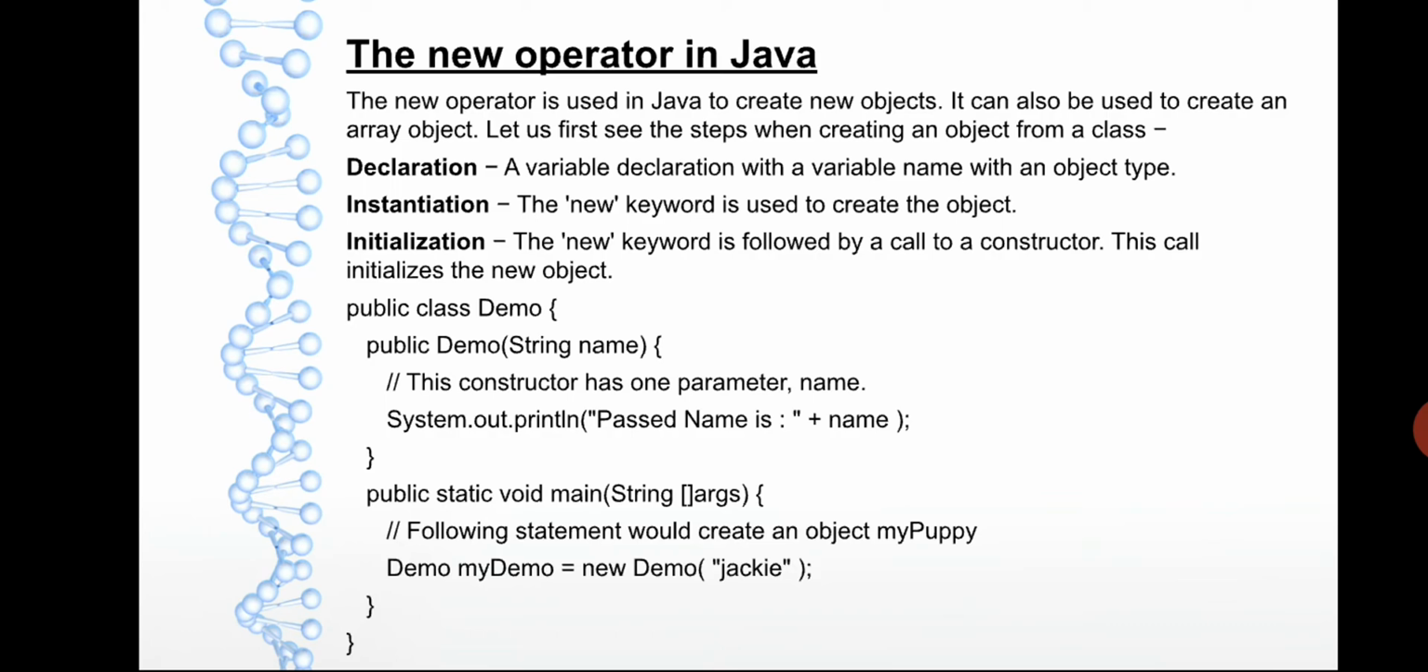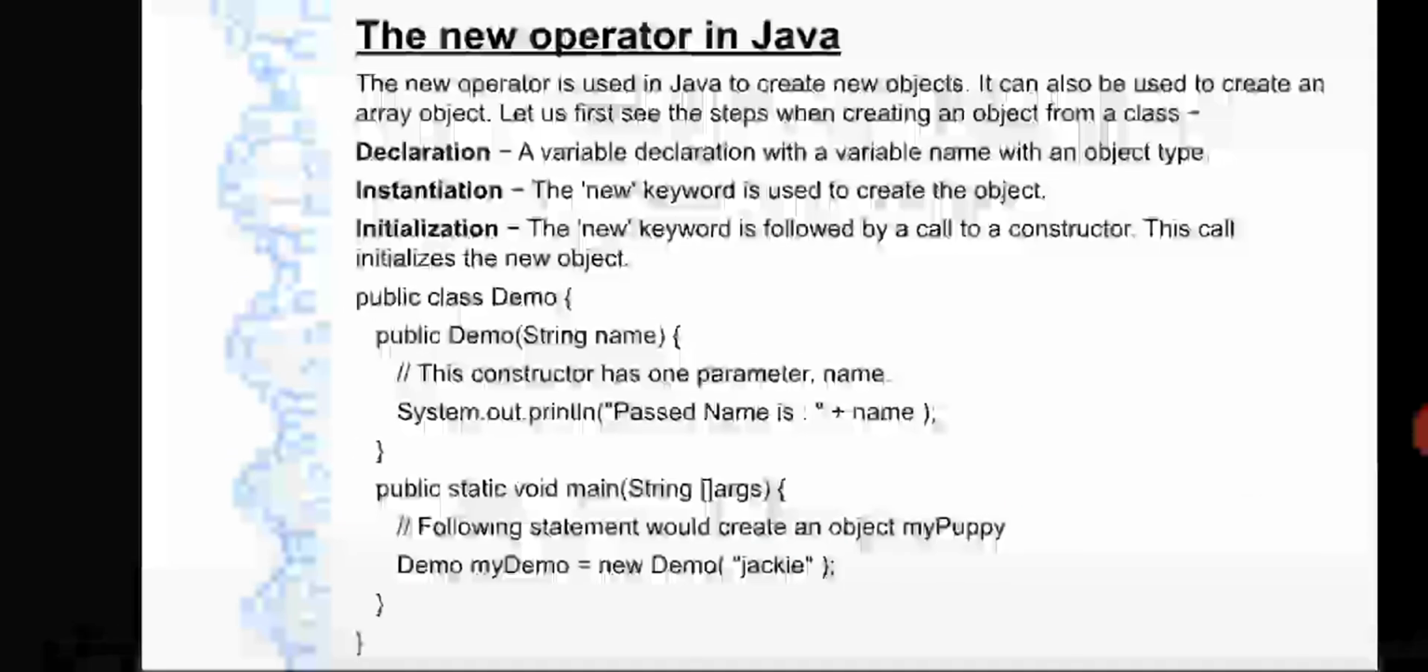Now initialization. What is initialization? The new keyword is followed by a call to the constructor. This call initializes the new object. Next, you can see the example. Public class Demo. Inside that you have one constructor Demo, and it will take one parameter, name, of type String. This constructor will take the parameter name. Then System.out.println, you have written "The passed name is" plus name.